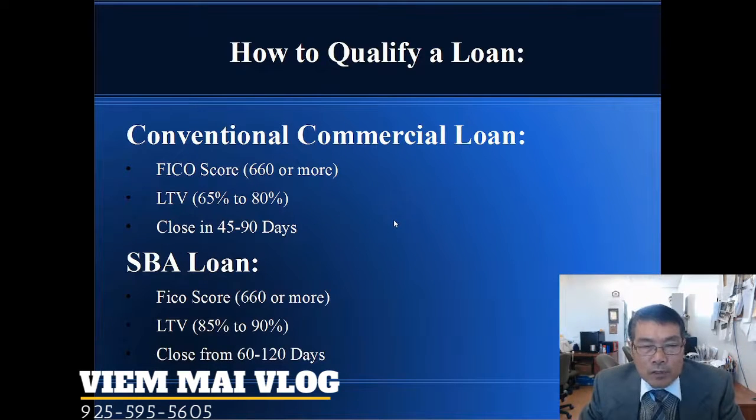For the conventional commercial loan, we need a FICO score of 660 or more, and the LTV from 65 to 80%. LTV means loan to value. For example, if the property value is $100,000, they can borrow from $65,000 to $80,000. It depends on the rent they collect, the income from this property.